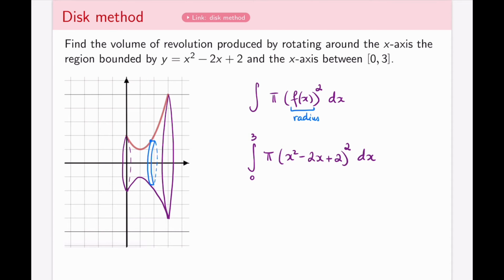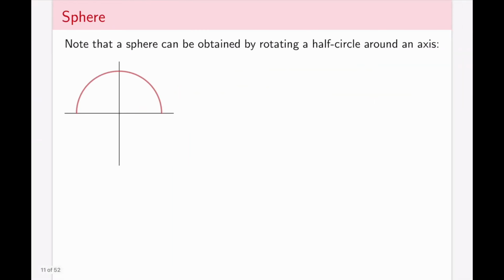Okay, let's take a look at another example. Let's in fact take a look at a really nice example, for example, a sphere. A sphere is a beautiful object that can be thought of as rotating half a circle around either the x or y axis. So here, let's think about rotating this half circle around the x-axis. First of all, take a second and really persuade yourself that what you're going to get is a sphere.